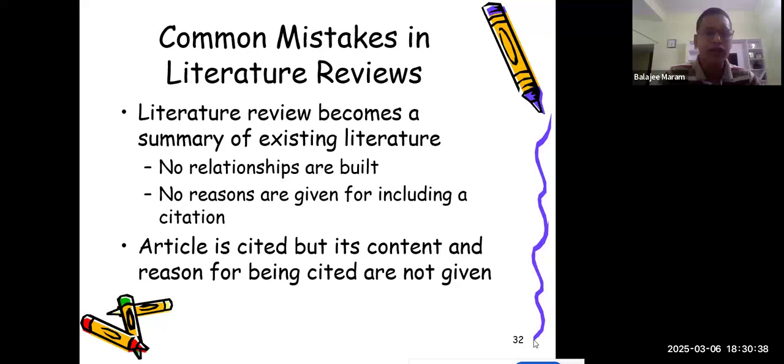That is perfectly wrong. And the next point: an article is cited, but its content and the reason for being cited are not given. Meaning, I have cited some paper, but after the citation, I have not given any justification for why I have included that paper. I have not given any content. Those wrong things we should not entertain. We should not do them in our paper. Right, okay?